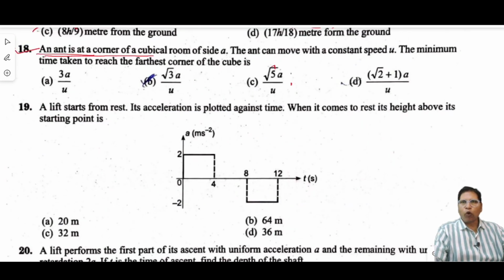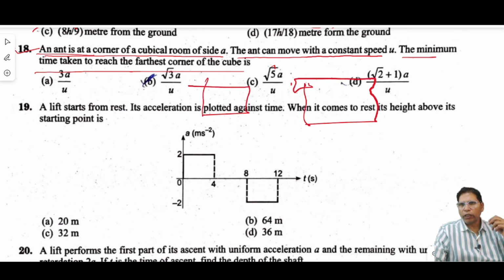An ant is at a corner of a cubical room of side a. The ant moves at a constant speed u, the minimum time taken to reach the farthest corner of the cube. Now, now look at this. This is a cubical room. This, this, and this. Okay. Now the ant moves from.